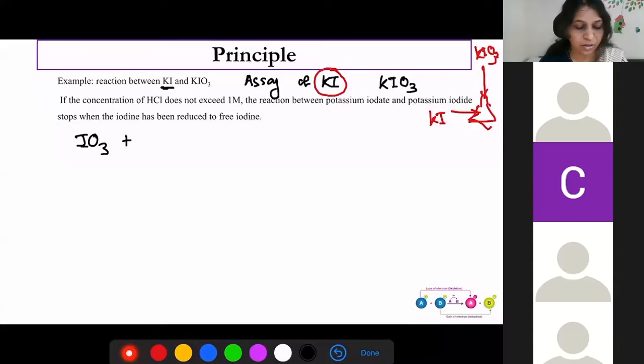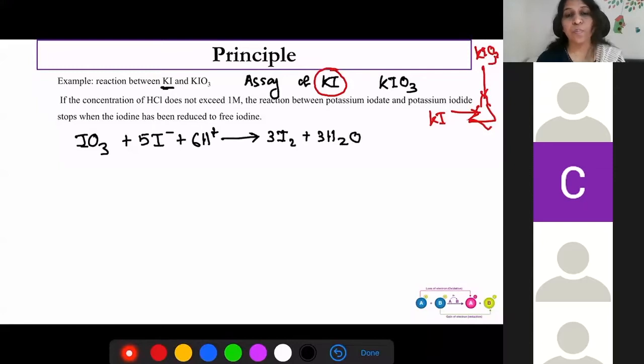This is a titrant, that is iodate. It will react with the analyte, that is iodide, that is in the flask, in presence of my acid, and it will form iodine. But the problem is the reaction will stop over here only. It will generate iodine and the reaction will stop here itself. So the reaction is actually not going to completion. Okay.